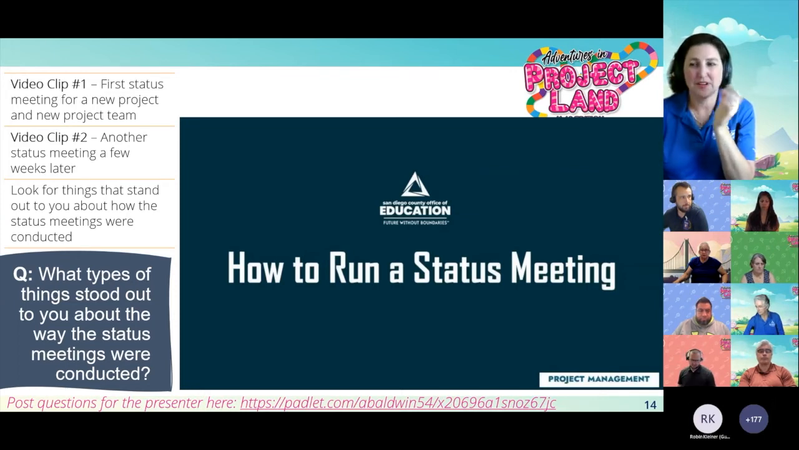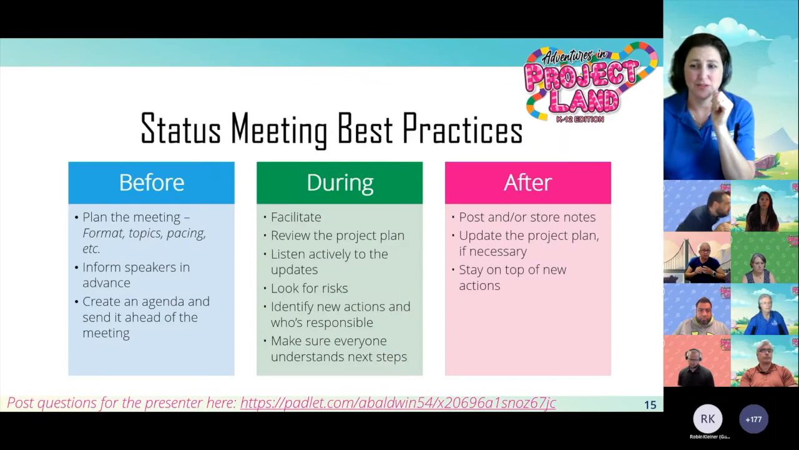So again, just a little bit of an example of the possibilities for running a status meeting. And so now what I'm going to walk you through is some best practices that you already identified. So again, before the meeting, you want to make sure you plan the format, the topics, the pacing, etc. You want to make sure that if somebody's going to speak, you inform them in advance so they can come prepared. You know, there's nothing worse than being put on the spot at a meeting if you don't know that you're being expected to speak. And again, you want to create an agenda and send it ahead of time. So I like to put agendas or purposes of the meeting in the calendar invite so people know what to expect when they're coming into the meeting.